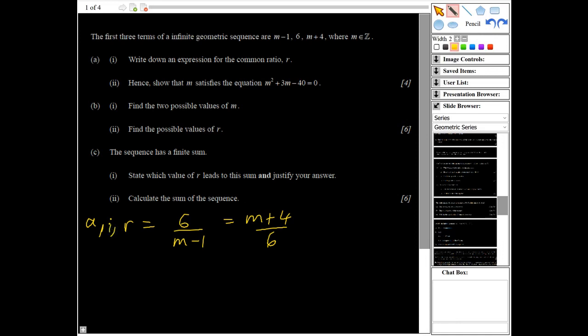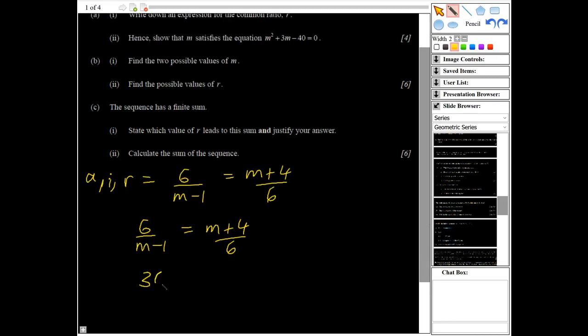So I suspect that what I need to do is use those two where I've got them equated. There's 6 over m minus 1 is equal to m plus 4 over 6, and then rearrange that, and hopefully I'll get that quadratic to drop out. So 6 over m minus 1 is equal to m plus 4 over 6. So I'm going to multiply across by 6 and also multiply by m minus 1. So that's going to give me that 36 is equal to m plus 4 times m minus 1, like that.